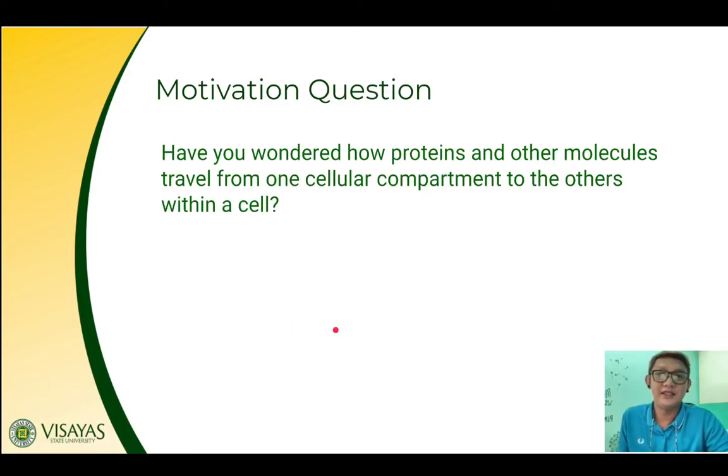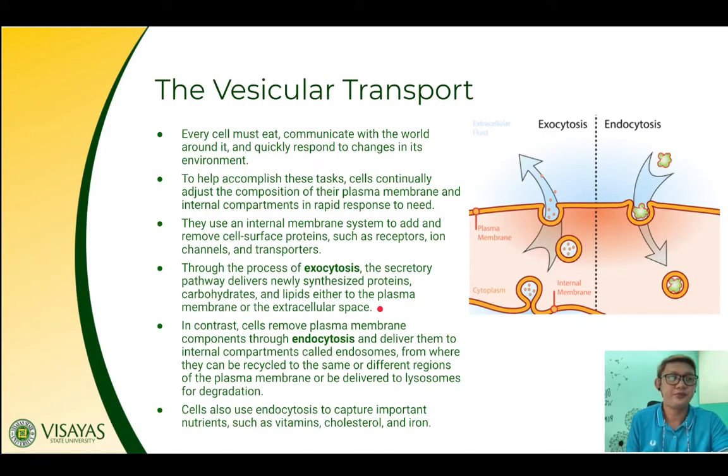Before we go to our discussion proper, let me ask you this question. Have you wondered how proteins and other molecules travel from one cellular compartment to the others within a cell? I hope you will be able to answer that one after we discuss this lesson.